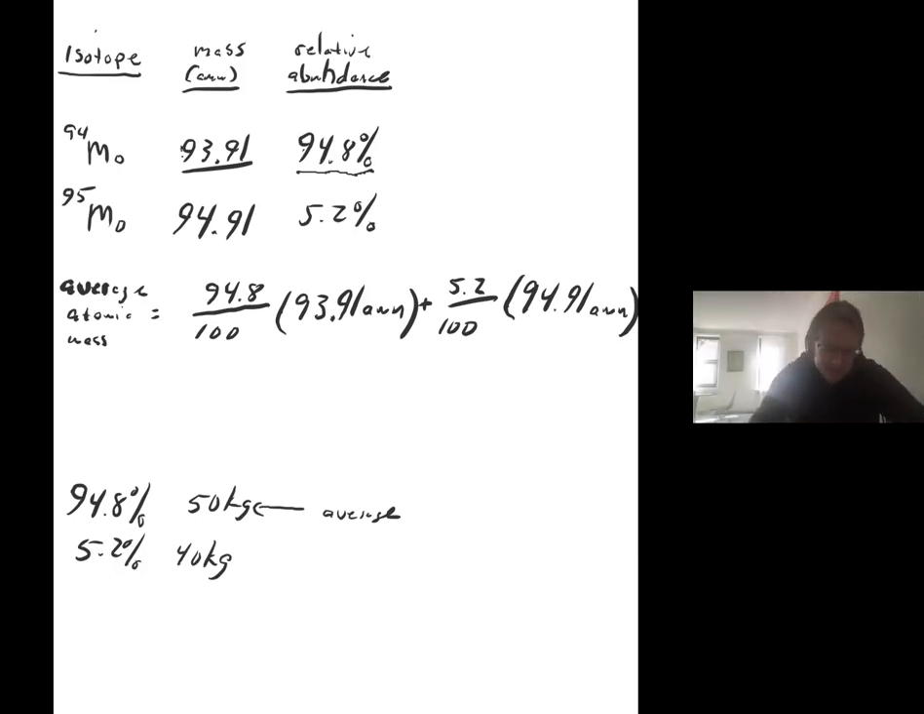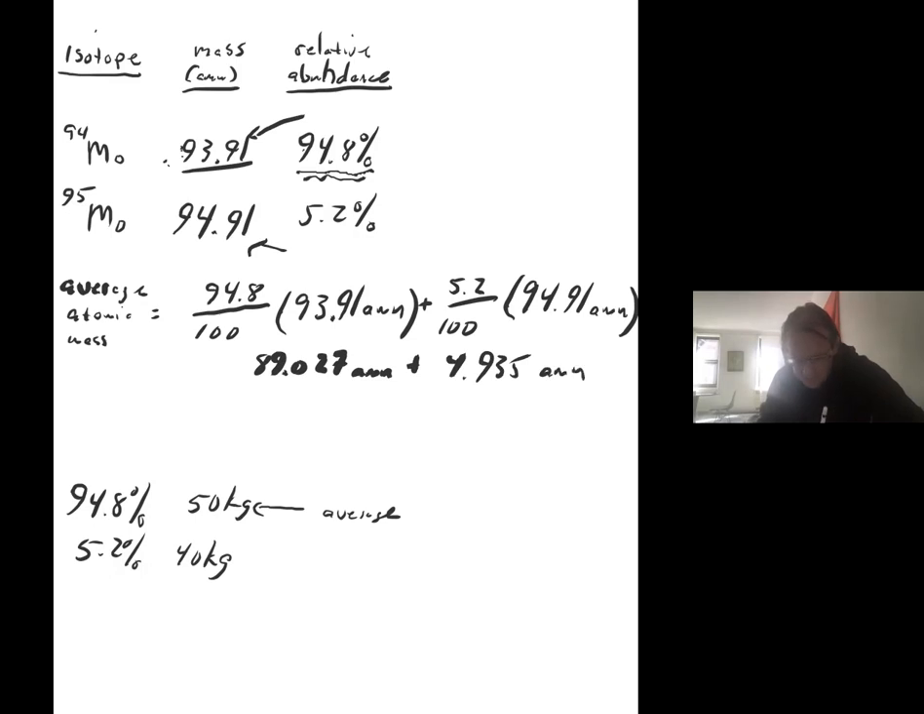together. Okay, so like I said, we should get an answer that's closer to 93.91 than it is to 94.91 because most of the molybdenum has this weight right here. So let's see, 94.8 divided by 100 times 93.91. So you get 89.027 AMU. And then we do the 5.2 out of 100 times 94.91, and you get 4.935 AMU.